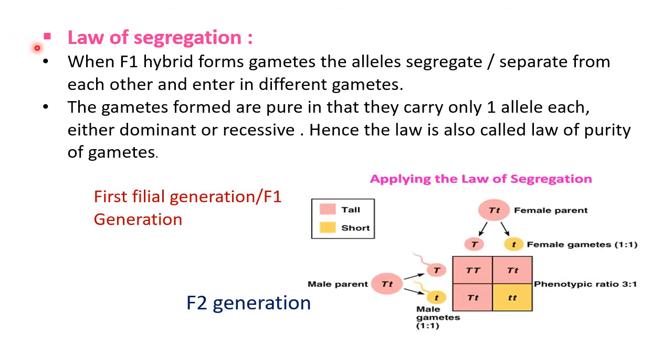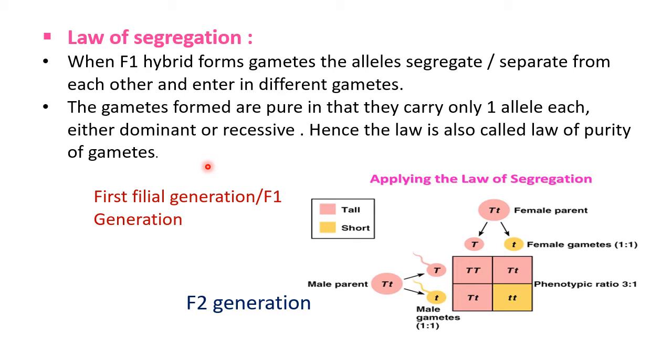Now we will study Mendel's second law of inheritance, that is the law of segregation. The law states that when F1 hybrid forms gametes, the alleles segregate or separate from each other and enter different gametes. The gametes formed are pure in that they carry only one allele each, either dominant or recessive. Hence, the law is also called the law of purity of gametes.